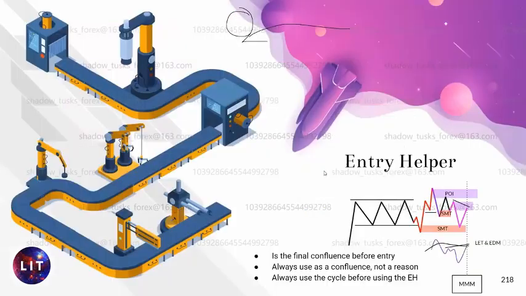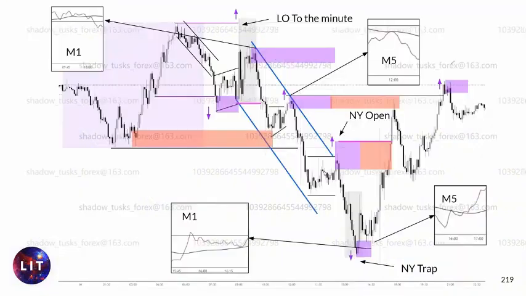So our last confluence, again, remember that the entry helper is always, I cannot stress this enough, always going to be the final confluence. You can't be using the entry helper before you've identified your build up, your inducement and your mitigation. That is absolutely paramount. The entry helper needs to be the last confluence. So let's have a look at what we have for the entry helper.